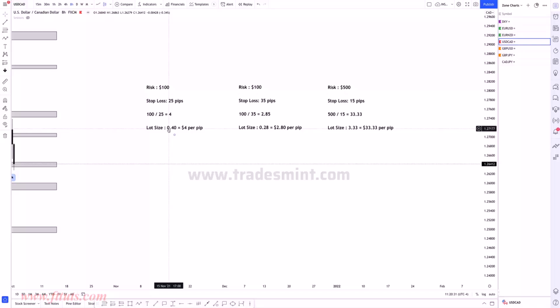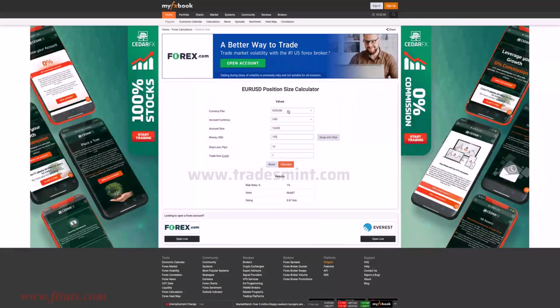If it was 4.0, it'd be $40 per pip. If it was 0.04, it'd be 40 cents per pip. I like to view it as 1 here is $10, 1 here would be $1, and 1 here would be 10 cents. So in this case, 0.4 is $4 per pip. Let's do this as an example: $100 risking 25 pips, here on Euro USD.